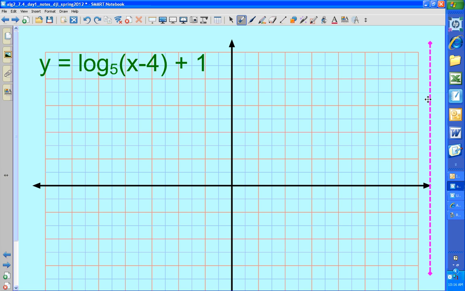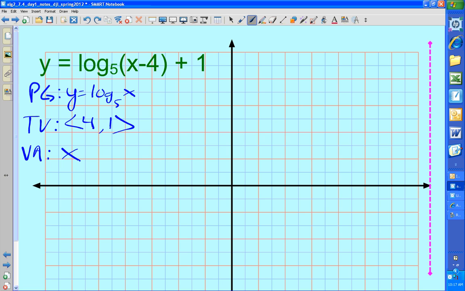All right, let's take a look at the list. We already got the parent graph. Y equals log base 5 of x. Rachel, what's the translation vector for this one? 4, 1. Caitlin, what's the vertical asymptote? X equals 4. So the first thing we want to do is go to 4, 1. And we want to put our vertical asymptote right through that translated origin.